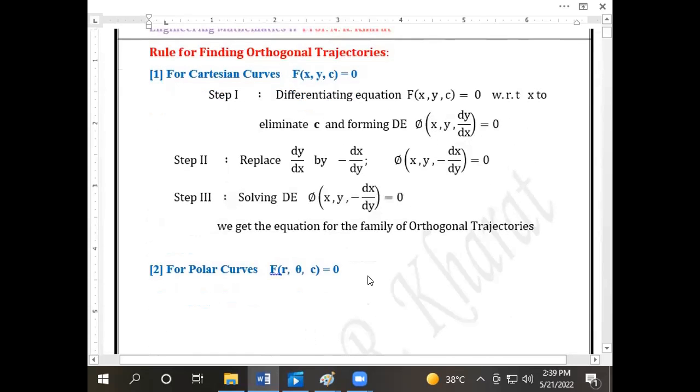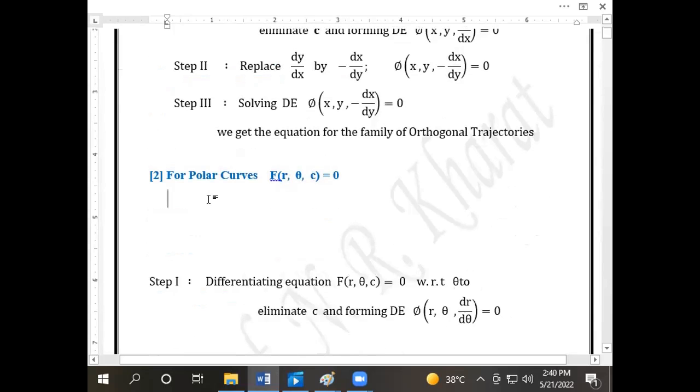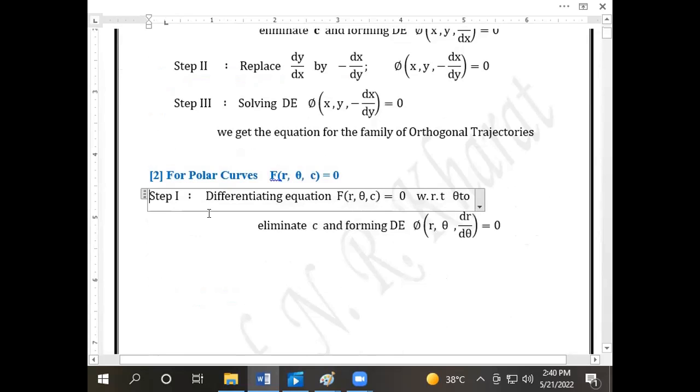Similarly, if the equations are in polar form, then what do we have to perform? We have to again perform the same things. We have to just count how many constants are present in the equation. In this equation, only one constant is present. We have to differentiate the given equation with respect to theta, and removing the constant, we get a differential equation totally free from constants.